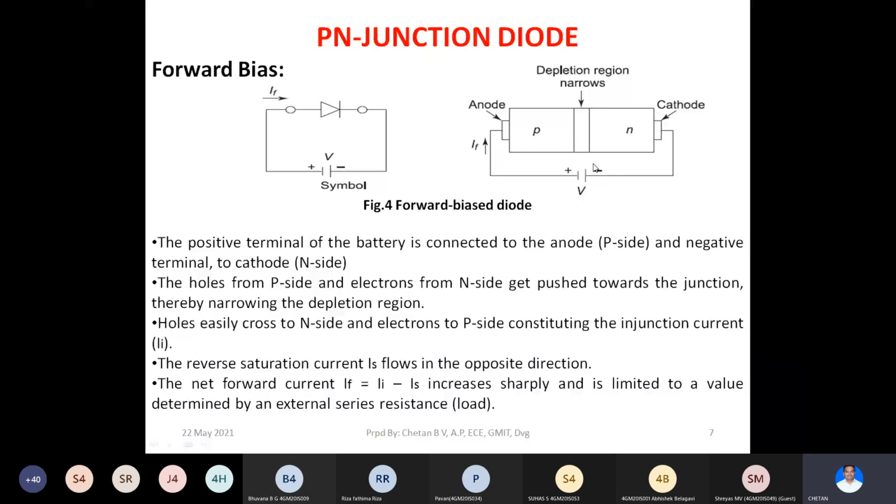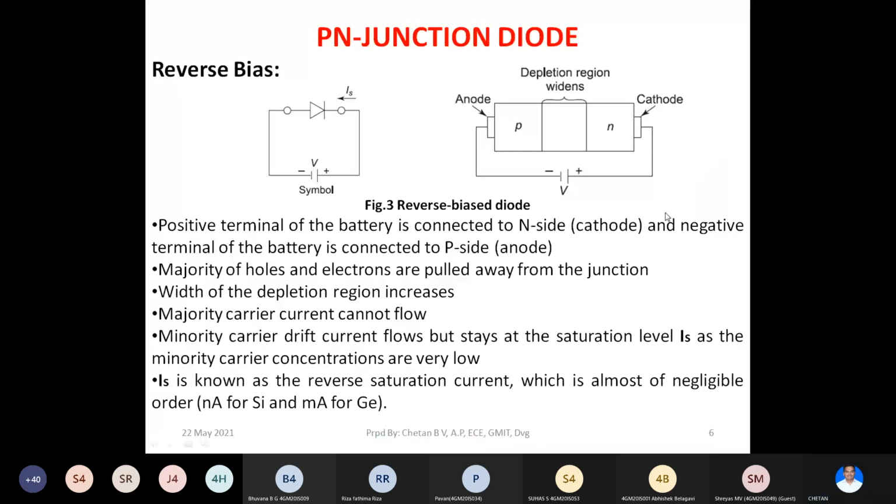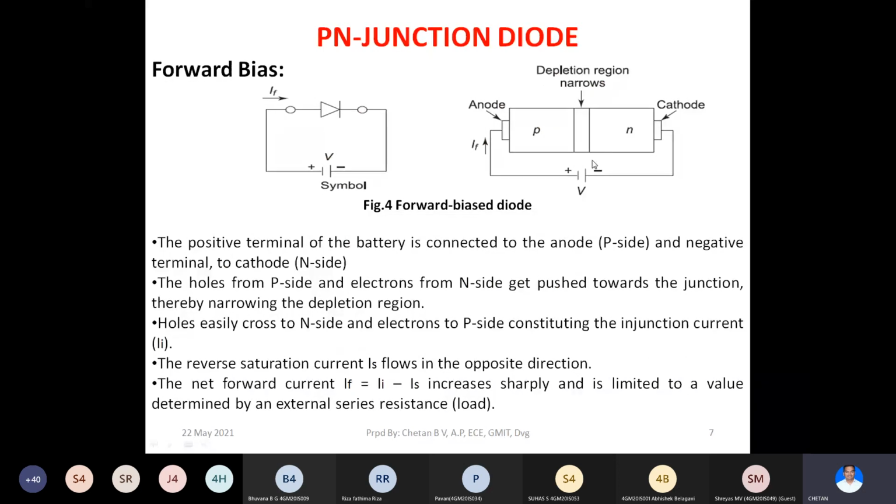You already know how depletion region is formed. It is formed due to the accumulation of immobile ions. So here negative immobile ions are there, here positive immobile ions are there, right? So the negative immobile ions strength will be reduced, and the strength of positive immobile ions will also be reduced. And here the width of this depletion region will in turn come down, and current will flow from the positive terminal of the battery towards the negative terminal of the battery, which is called the forward current.